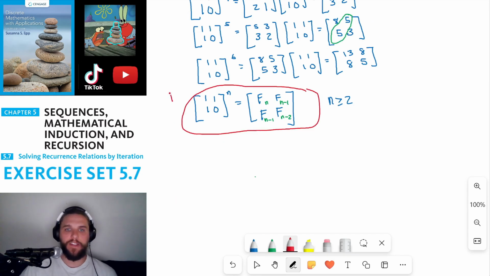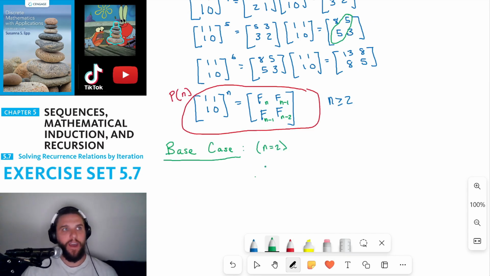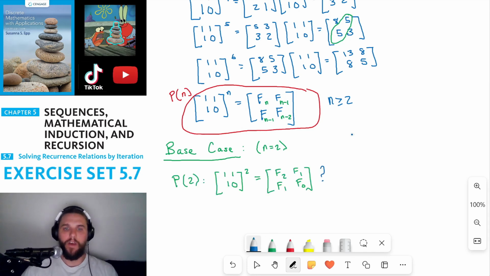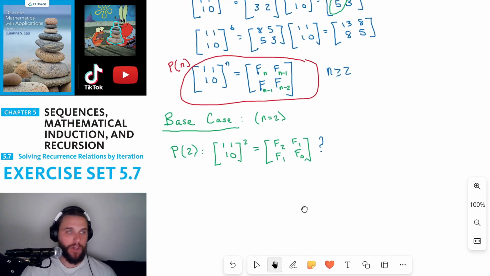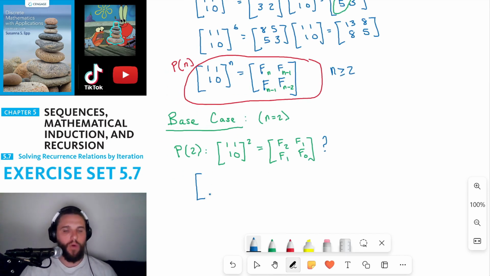We'll say that this is our P of n, and we'll start with our base case, which is n equals 2. So P of 2 is the statement that if we square this matrix, we get the matrix f sub 2, f sub 1, f sub 1, f sub 0. I put a question mark here because we don't want any circular reasoning. We're going to evaluate both sides of this equation separately.